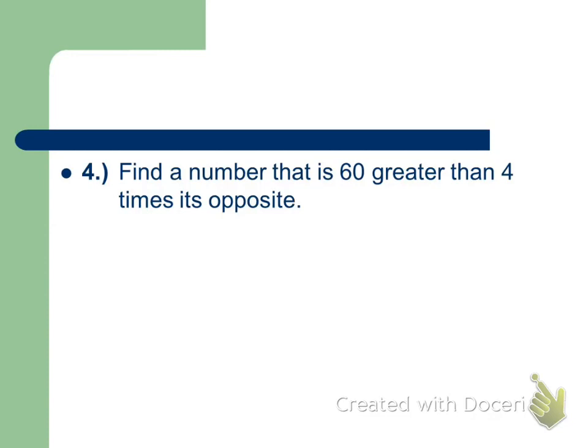Jaquan, you want to help us out with number 4? I got n equals negative 4n plus 60. Very good. N equals negative 4n plus 60. So the tricky part on this one was 4 times the opposite. So negative n times 4 gives us that negative 4n.